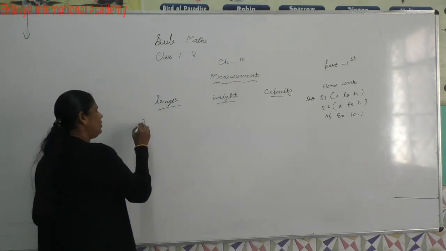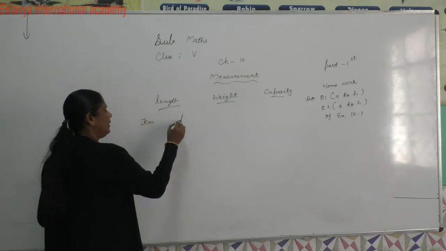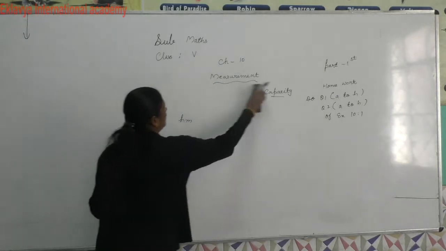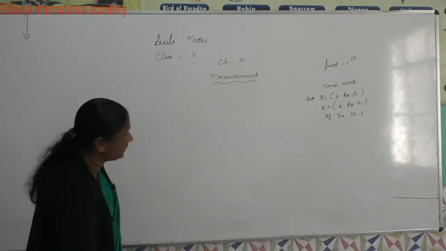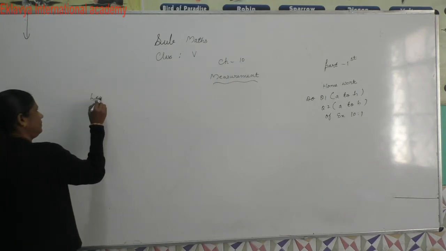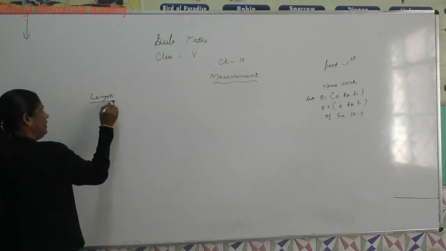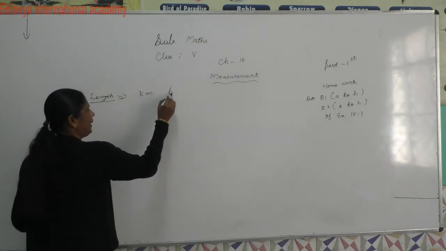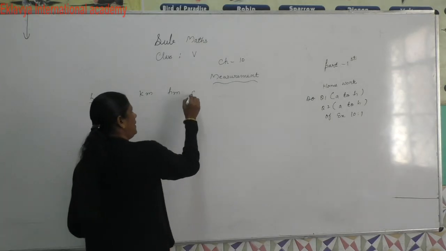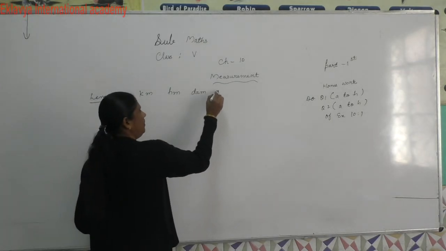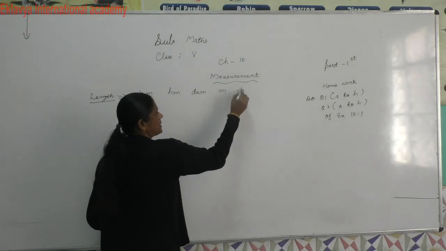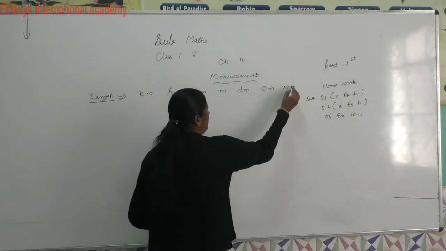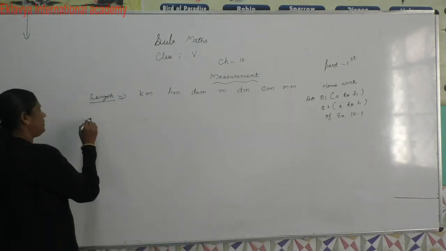First, kilometer, then hectometer. Here we write the table of length: kilometer, hectometer, decameter, meter, decimeter, centimeter and millimeter.